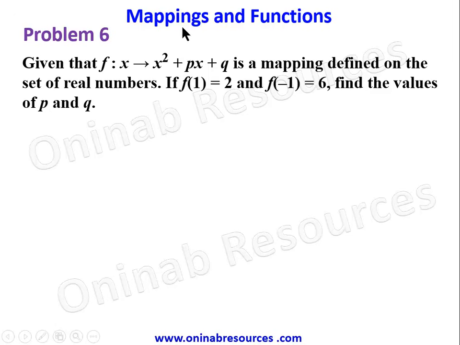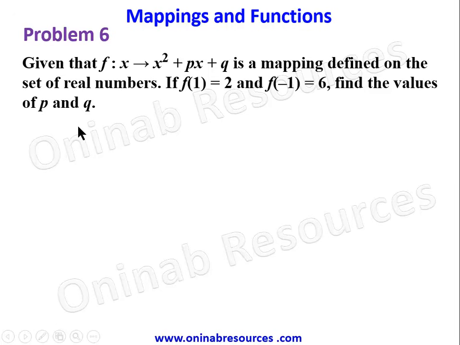For problem 6, given that f(x) = x squared plus px plus q is a mapping defined on the set of real numbers, if f(1) is equal to 2 and f(-1) is equal to 6, find the values of p and q.